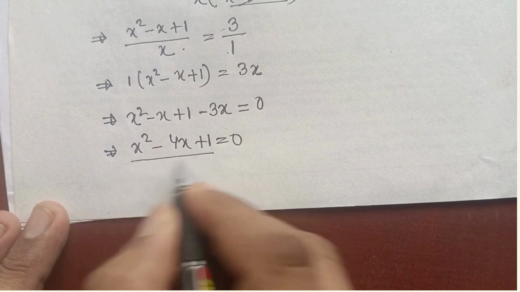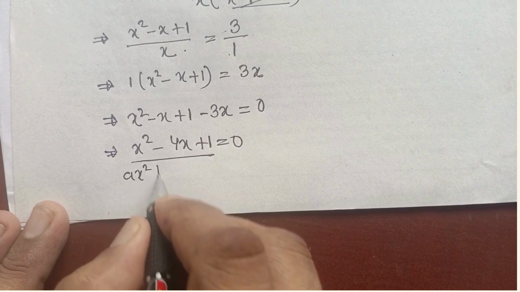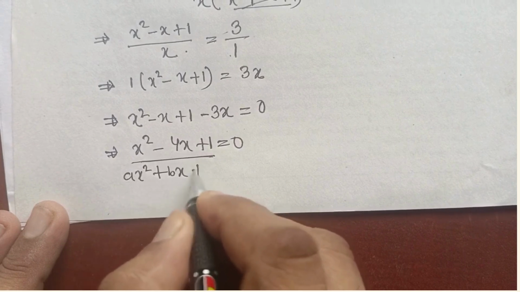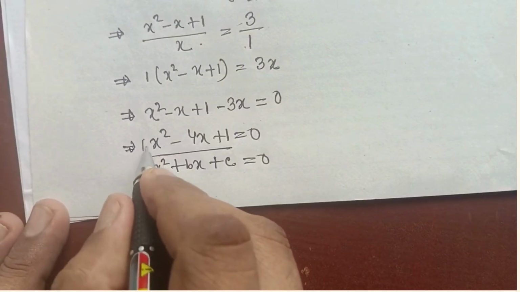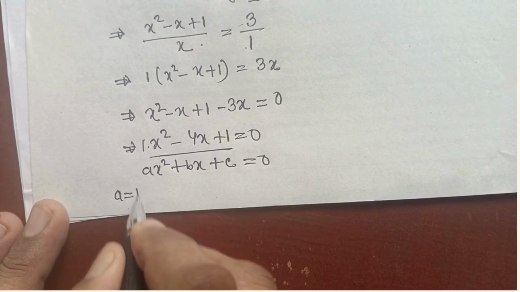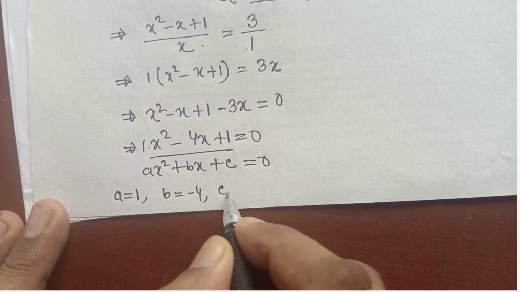So this equation is a quadratic equation, and the standard quadratic equation is ax^2 + bx + c equal to 0. So here if we compare, we get a equals 1, b equals minus 4, and c equals 1.